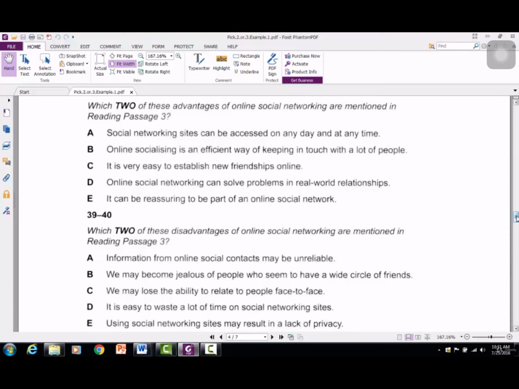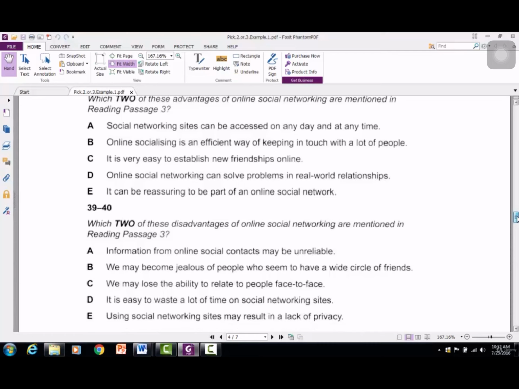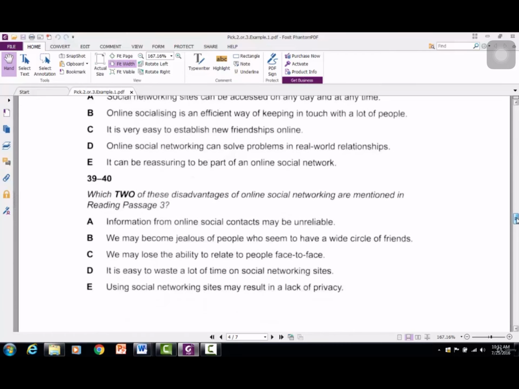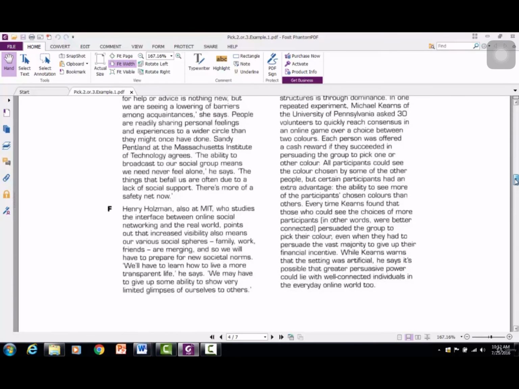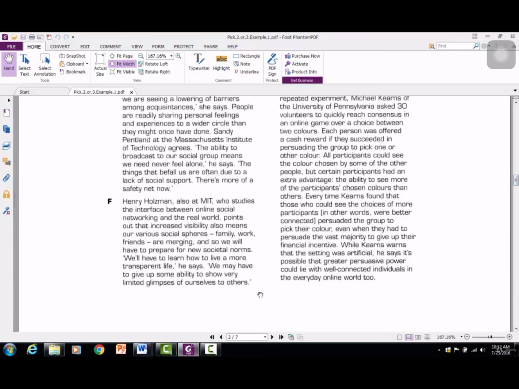In terms of 39 and 40, in terms of disadvantage language, it says we may have to give up some ability to show very limited glimpses of ourselves to others. We have to learn how to live a more transparent life. All right, so it's talking about giving up your privacy here.